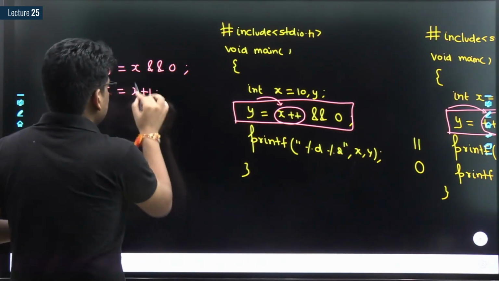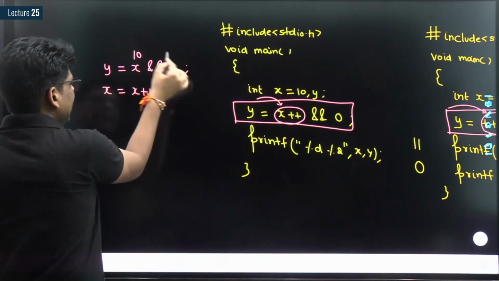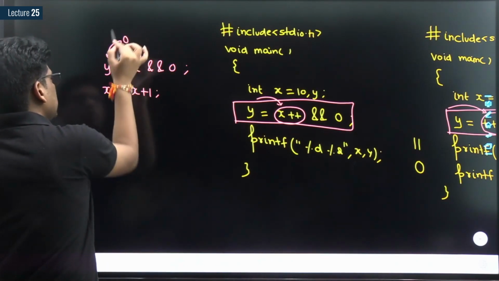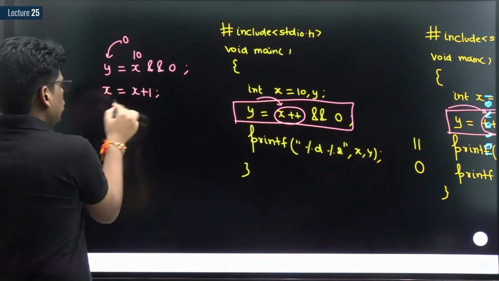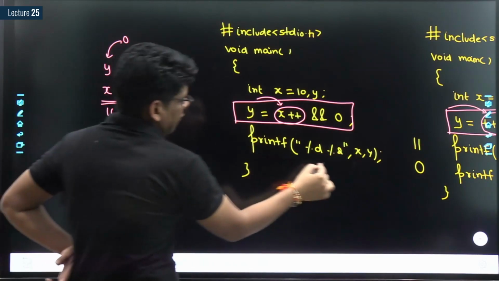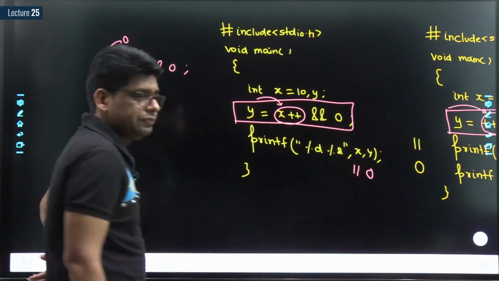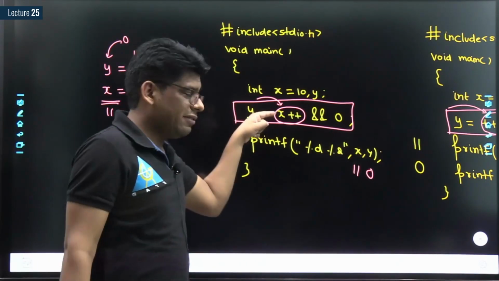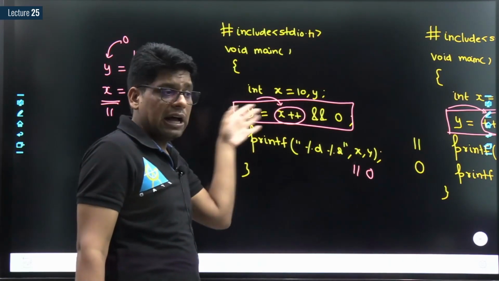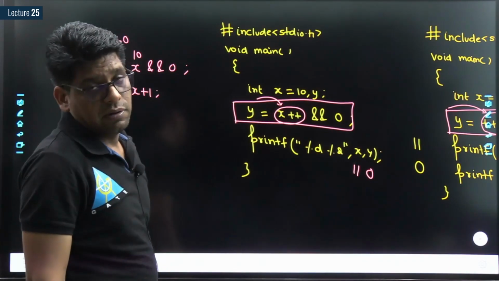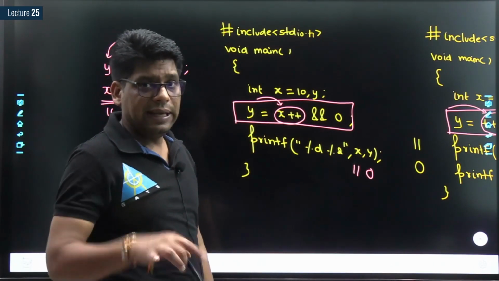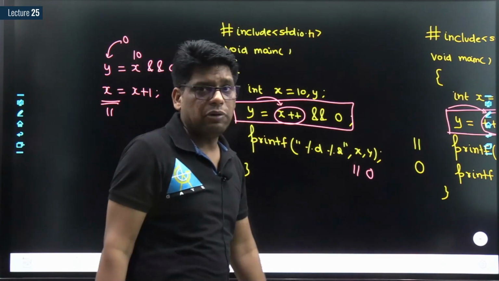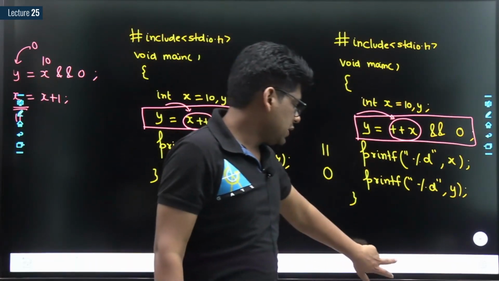Try to understand. Sir, what is the value of x? 10 and 0. What is the value that gets stored inside y? 0. And later on, x is incremented from 10 to 11. So what is the output? Sir, 11 and 0. But where does that value get incremented? After this expression. First, the value 10 is used inside this, then it is incremented by 1. So that's all about the logical AND short circuit property.